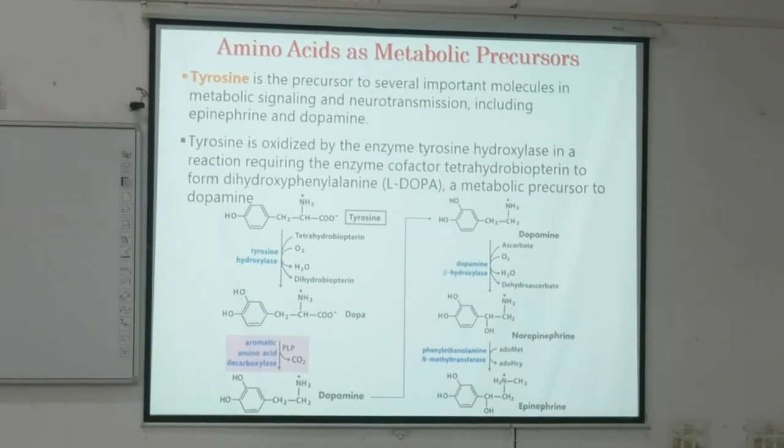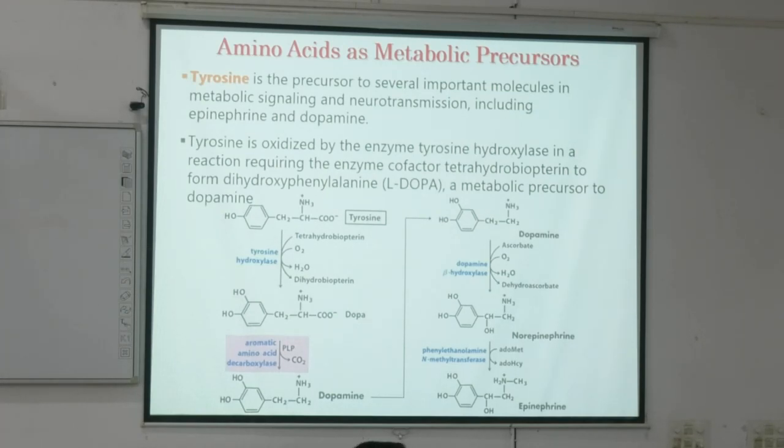It is not over, only 30% of it is over. Now we have amino acids as metabolic precursors. This is the main part, the most important part. Why are we emphasizing tryptophan and tyrosine? What are they actually doing in the body? First of all, tyrosine is an important precursor to signal transducers, neurotransmission.